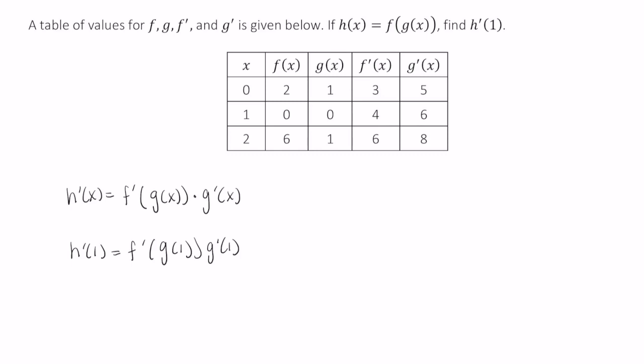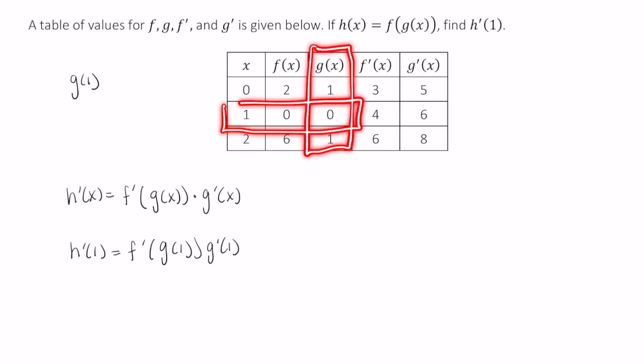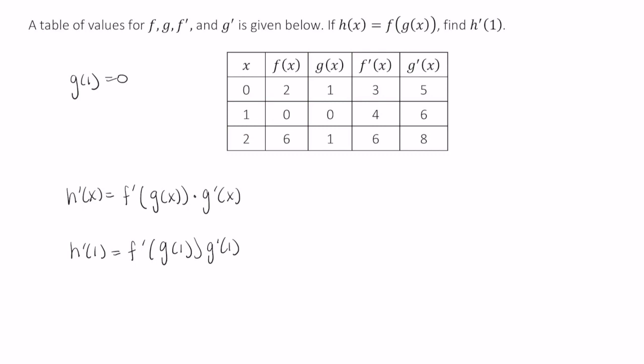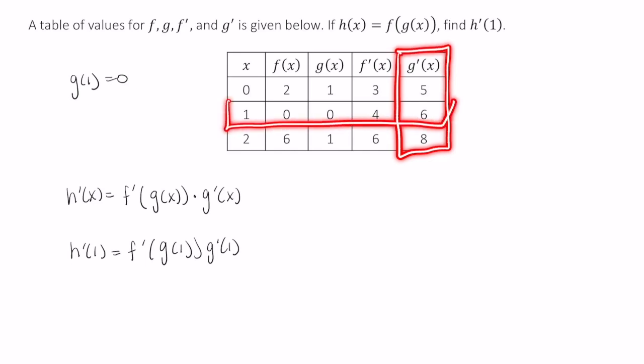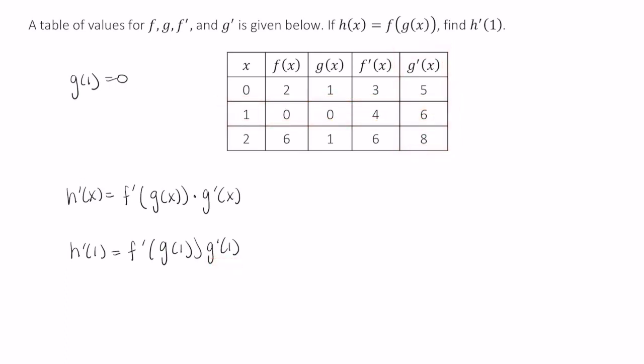Now, I need to figure out what g of 1 is. G of 1, according to my table, if we look down this column and this row, we see that g of 1 is equal to 0 here at the intersection. Furthermore, we need to find out what the first derivative of g evaluated at 1 is. So now we look at this last column and this middle row, and their intersection here is 6. So the first derivative of g evaluated at 1 is equal to 6.